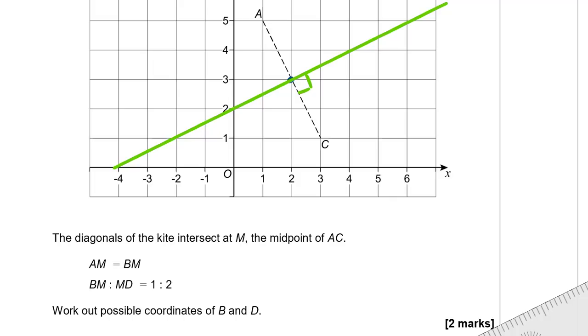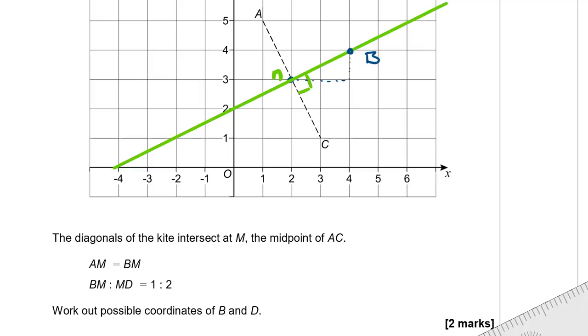And we're going to have to put them down in such a way that the ratio of B to M and M to D is 1 to 2. In other words, the distance from M, our midpoint, to the point B is half the distance from the midpoint to the point D. So let's make B this point here. You'll notice that that's two squares along and one square up from the midpoint. So that's going to be the tip of our kite.